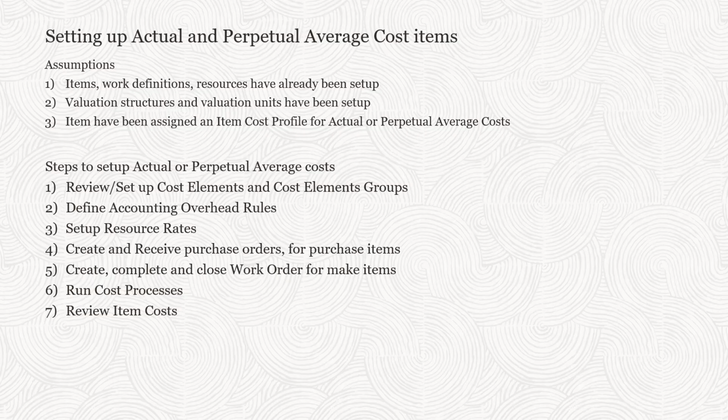So the first thing we're going to do is talk about cost elements and cost element groups, because you need to set those up so that you can set up the overheads for actual and average and what's called defined accounting overhead rules. And then we'll show you how you set up labor costs, which is the same as in standard. We have to do a cost scenario.